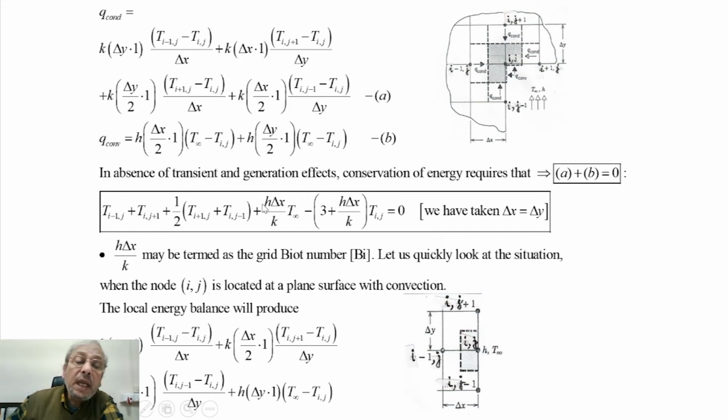And we are getting h delta x by k in this equation. We can see this is heat transfer coefficient, linear dimension, thermal conductivity of the solid. So when h, the heat transfer coefficient, into the linear dimension, the length scale, is divided by the thermal conductivity of the solid, then this is basically the Biot number, and this is based on grid dimension, so we can call this the grid Biot number.